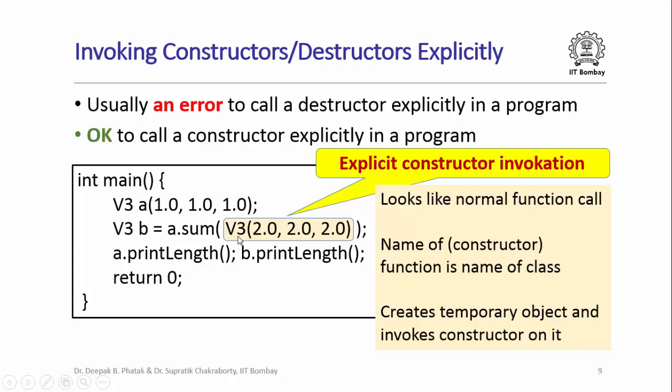And we have already studied that the name of a constructor function is really the same as the name of the class of which it is a constructor. So really, this explicit constructor invocation happens by using the name of the class of which this is a constructor, and of course these are the parameters passed to that constructor function. And what this is going to do is it's going to create a temporary object of class v3. It is going to invoke the constructor on that object with these parameters, and whatever that constructor will initialize that object to be, that resulting object will be now used as a parameter of the member function sum called on the receiver object A.